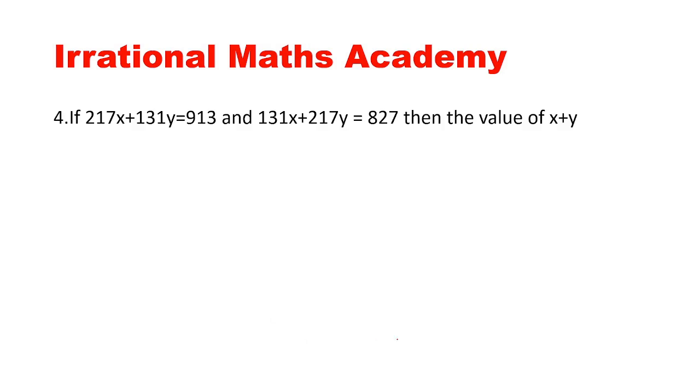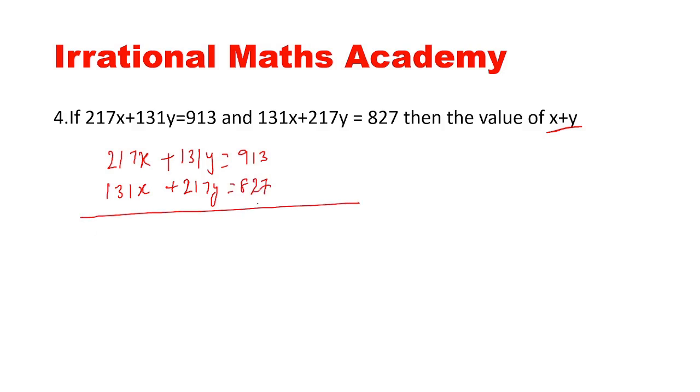So I'll do that here. They're asking about the x plus y value, right? So let me add it. 217x plus 131y equal to 913. 131x plus 217y equal to 827. Let me add it.